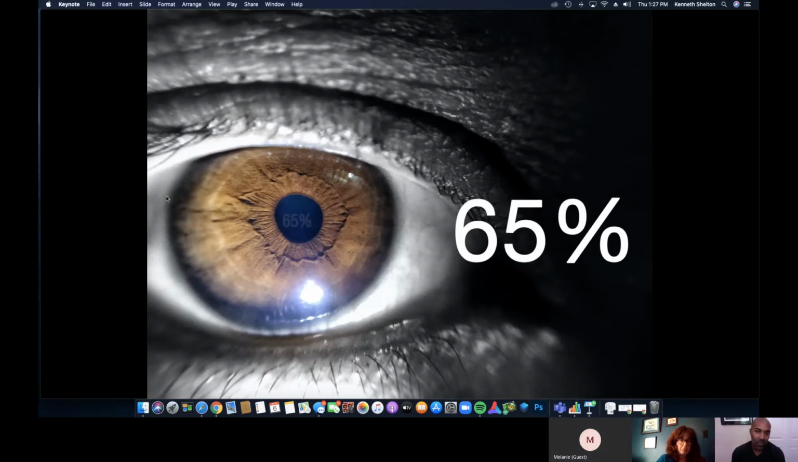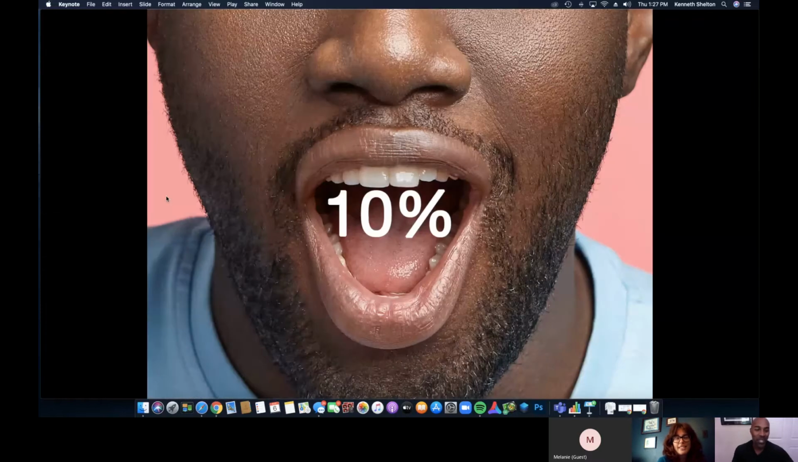You want to guess what it is if it's strictly auditory? Oh, it's really low. Throw out a number. Melanie, do you remember the number? I do not. It's 10 to 20%, if you just hear it. 10%. Yeah, I tell my students that all the time. That's why they have to take notes.